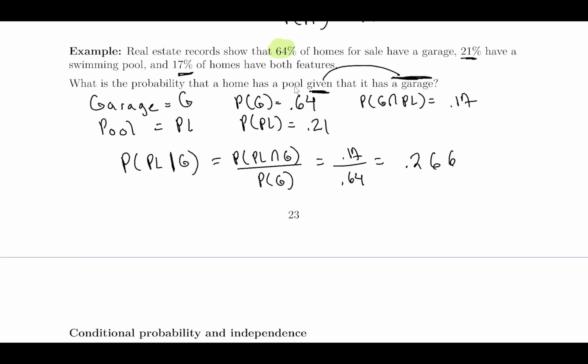In fact, it makes it more likely that it has a pool, because if it has a garage, there's more of a chance that it will have a pool, versus if it doesn't have a garage, there's a less likely chance that it will have a pool. All right, that's it for that. Any questions in regard to the last problem?